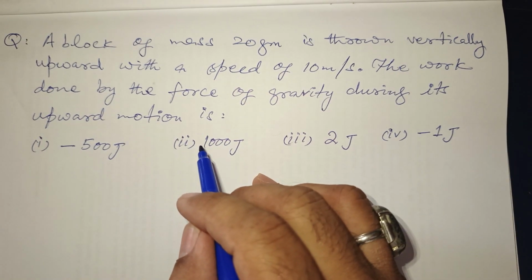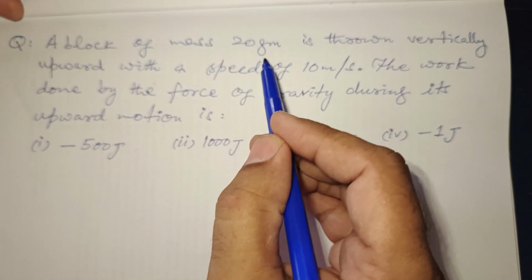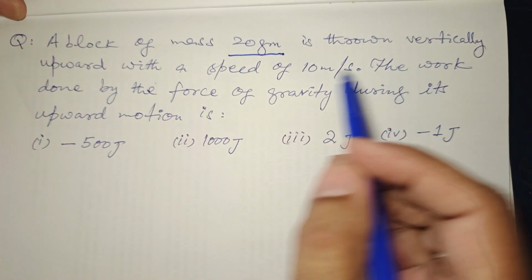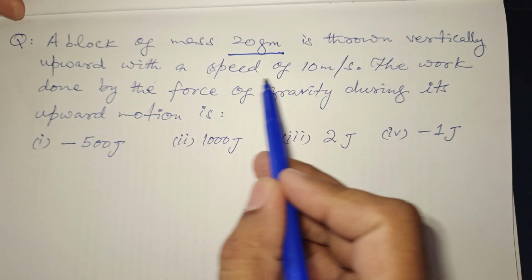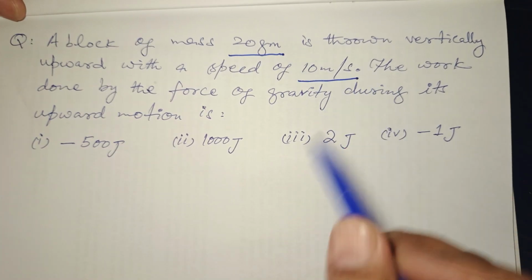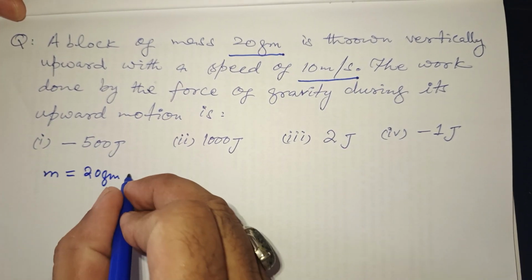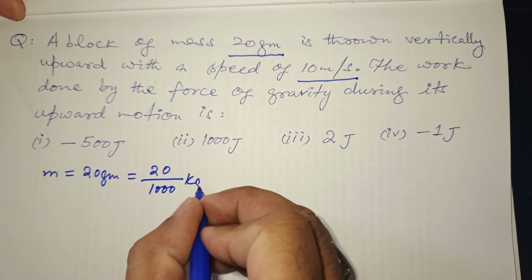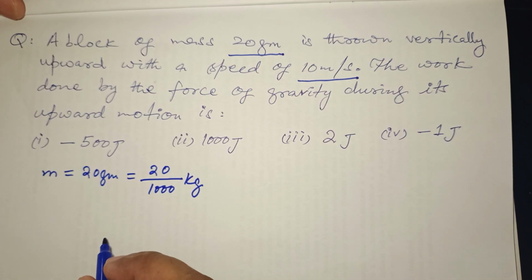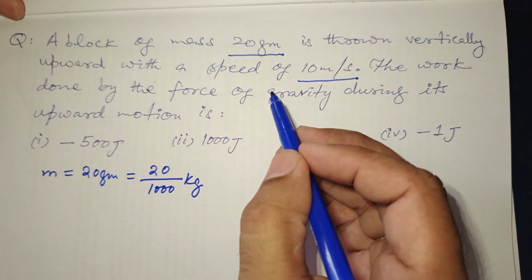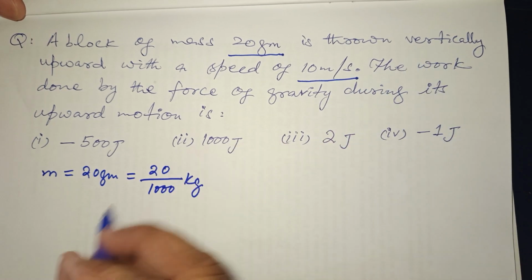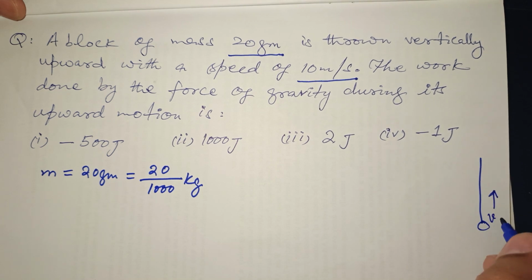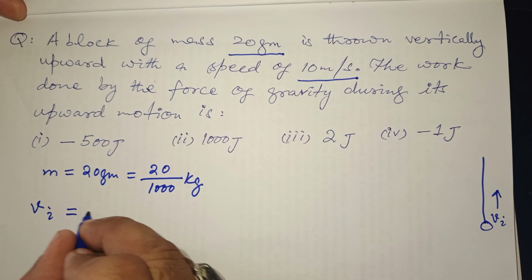So let's start. This is the first one. A block of mass 20 grams is thrown vertically upward with a speed of 10 meter per second. This is a speed, and this is mass, which is 20 gram. So we'll convert it into kilogram, because we have to solve all such problems in System International, and the unit of mass in System International is kilogram. Then come to the speed. It is thrown vertically upward in this direction with a velocity or speed which is Vi. So Vi is 10 meter per second.